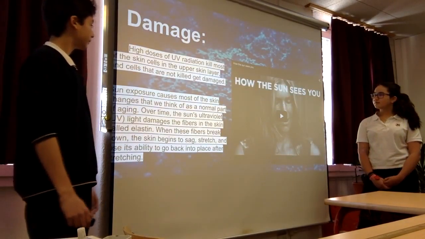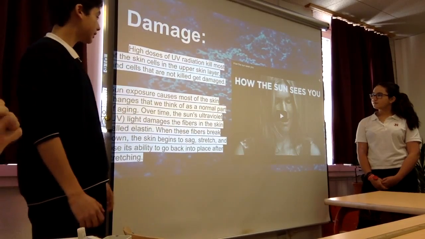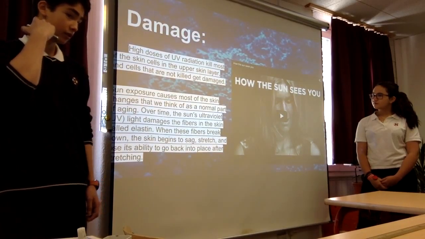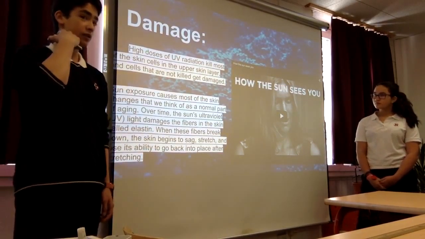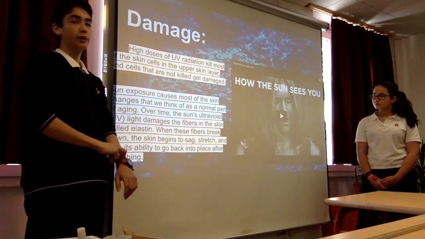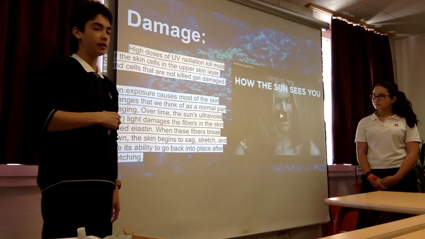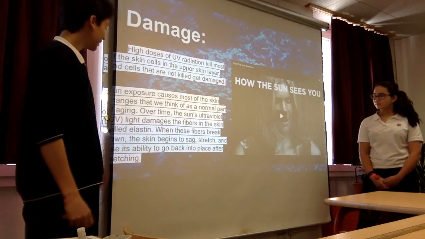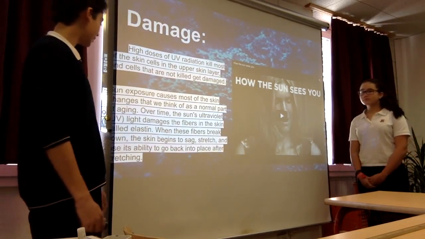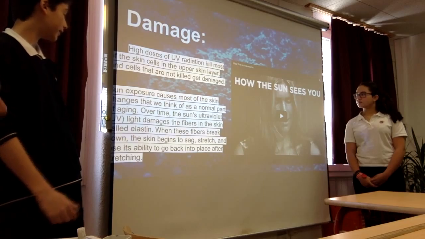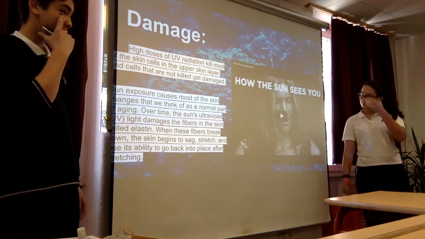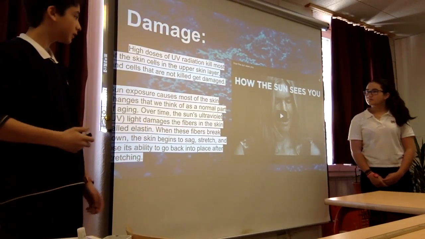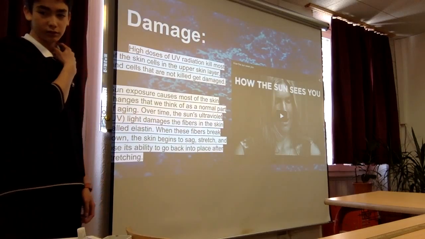Damage. High doses of UV radiation kill most of the skin cells in the upper skin layer, and cells that are not killed get damaged. This is why we use sunscreen. And if you see sunscreen from a UV camera, it's gonna look black. Sun exposure causes most of the skin changes that we think of as a normal part of aging. So if we didn't have UV rays, we wouldn't get old in the skin. I'm gonna put a video of that, so we'll see it later.